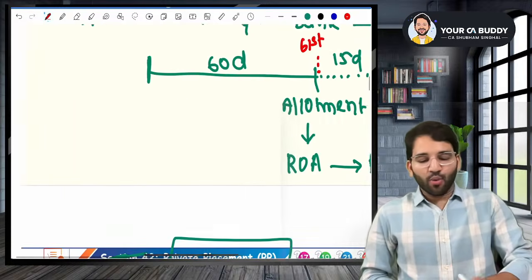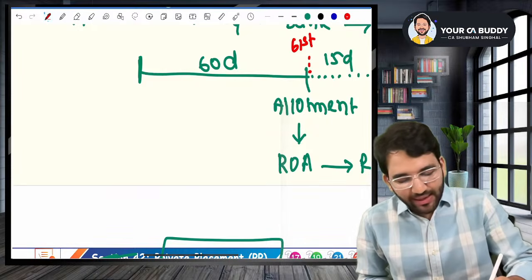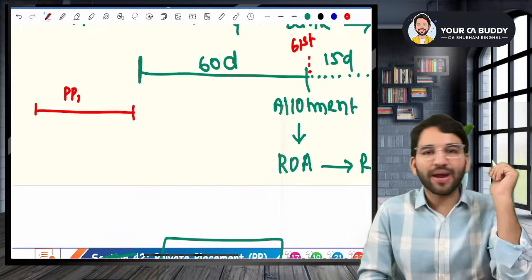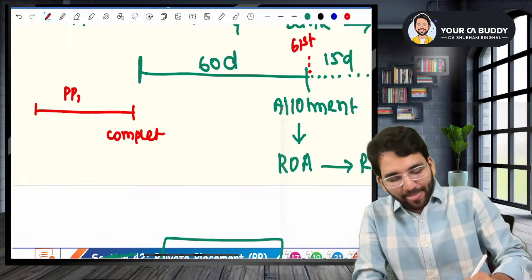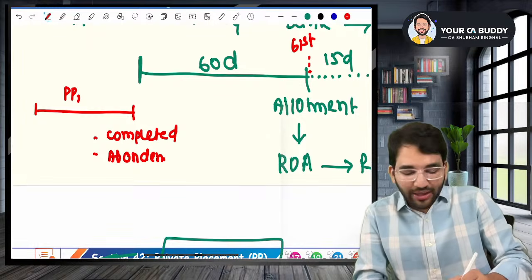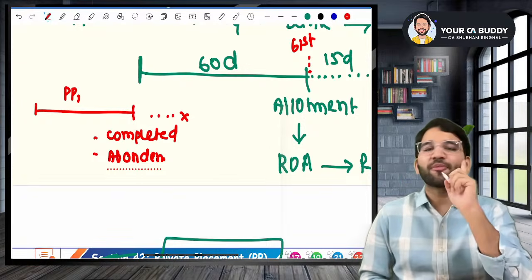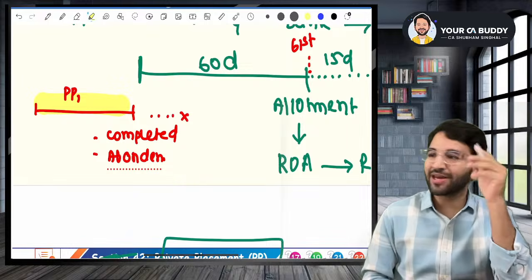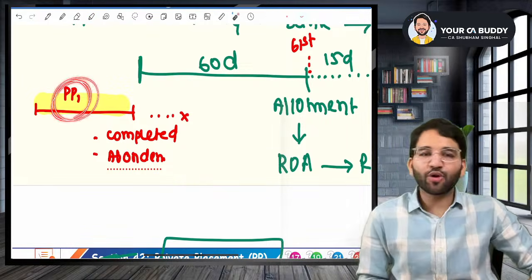One last thing, and then I'll go through the section and see if anything is left. If there is a private placement going on, let's call it private placement 1, then unless it is completed or abandoned, you cannot start a new offer. No fresh offer for private placement shall be made unless the prior offer has been completed or abandoned. Are you with me? This is about your private placement.